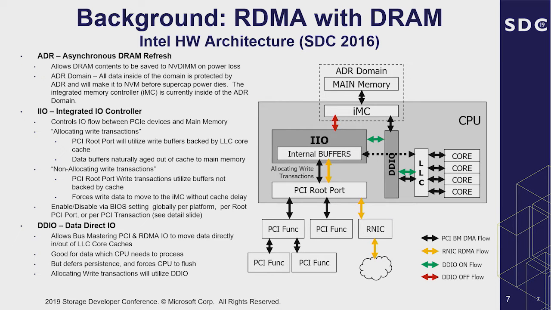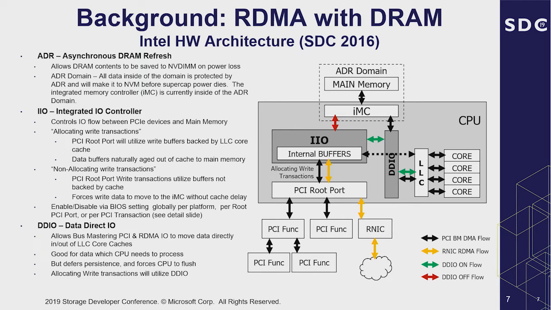So what we do is we go into our Wayback Machine to SDC 2016. I'm pretty sure it was 2016. I should check this. Chet Douglas, an Intel employee, talked about platform workarounds to implement flush via an RDMA adapter. And his first slide was basically to describe the Intel architecture and these three things: ADR, the asynchronous DRAM refresh, IIO, the integrated I/O controller, and at the bottom, DDIO, data direct I/O.